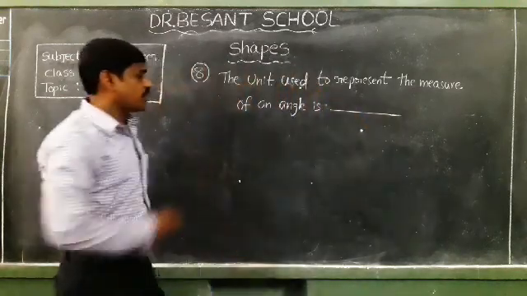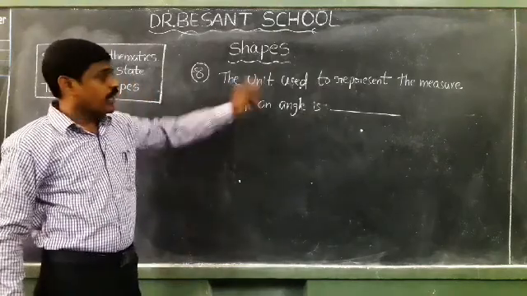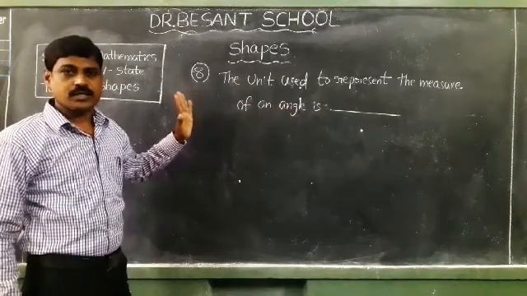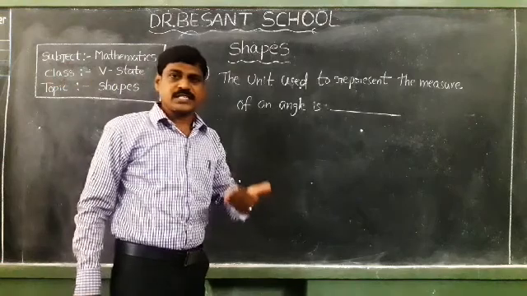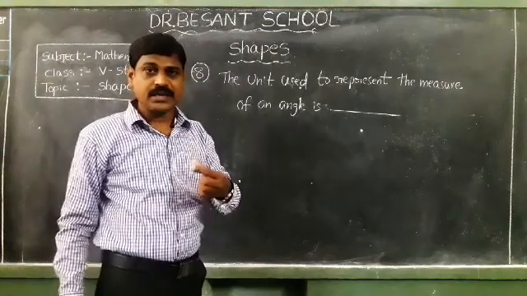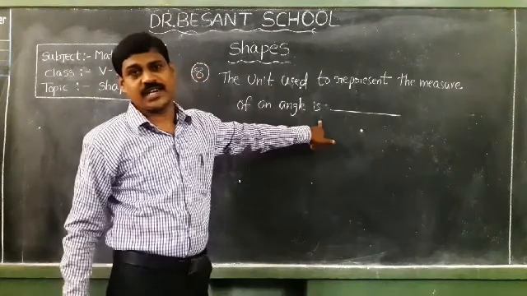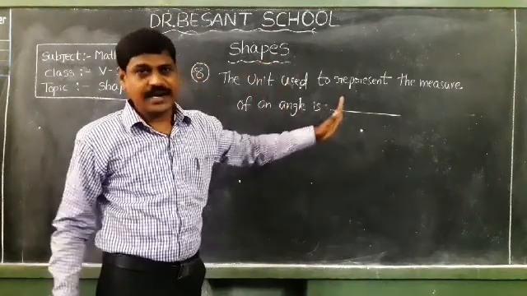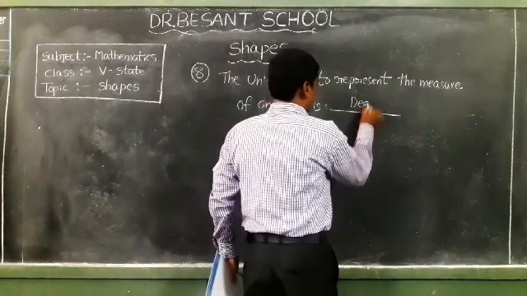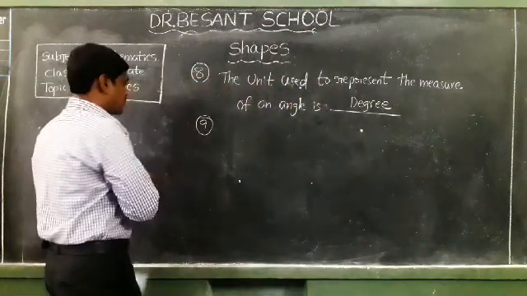Just once recapitulate the definition of the degree. What is called degree? The unit which is used to represent the measure of an angle is called degree. Sometimes for an acute angle we say 60 degrees, 30 degrees, 45 degrees. So we are mentioning the measure with the unit degree only. This is the definition of the degree, so the right answer is degree. This is the eighth question.